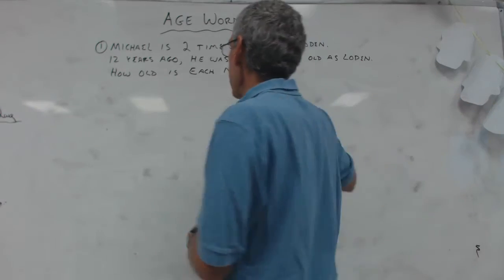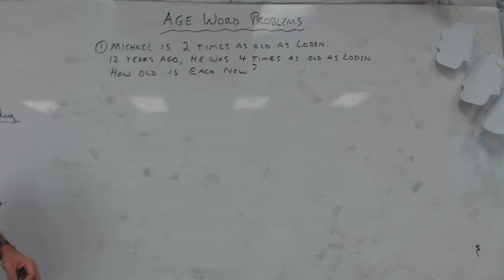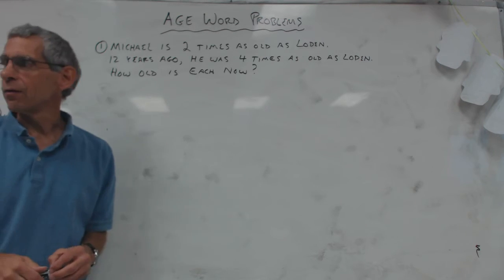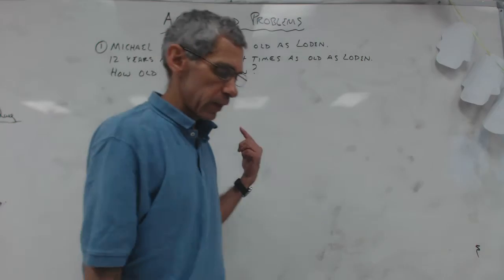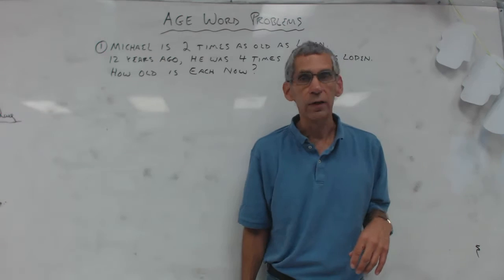So first of all, let's read our problem. It says, Michael is 2 times as old as London. 12 years ago, he was 4 times as old as London. How old is each now? Now, there's lots of ways to do this. There's always more than one way to do anything in math, always.